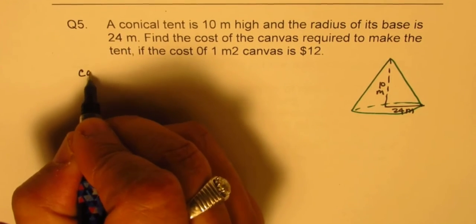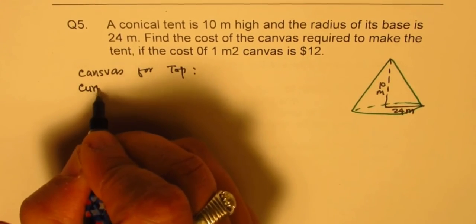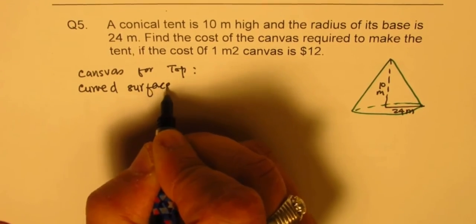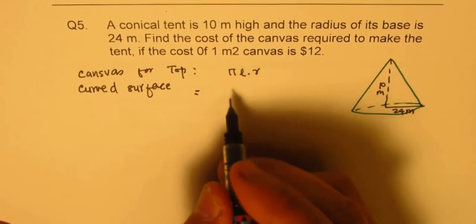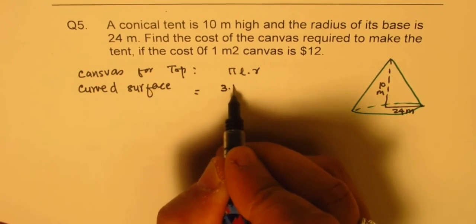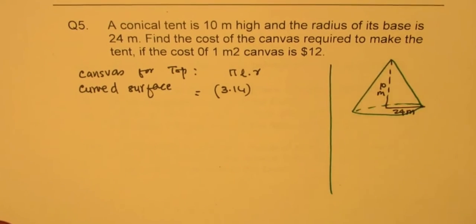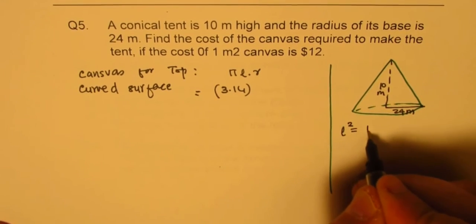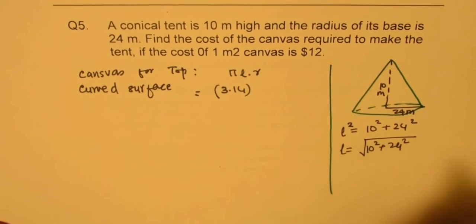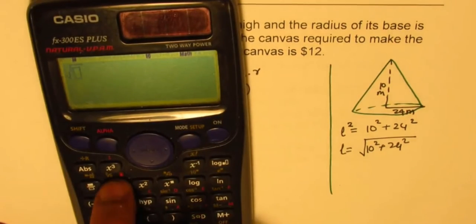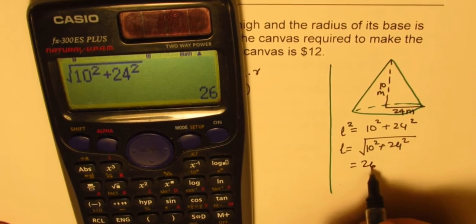So we are using canvas for the top. So that will be a curved surface, right? So curved surface is pi r L, right? So I just changed the order. So in this case, it is 3.14 times L, which we need to find. So let's find out the lateral length. So lateral length L square will be equal to 10 square plus 24 square. So L will be the square root of 10 square plus 24 square, and it is equal to 26.